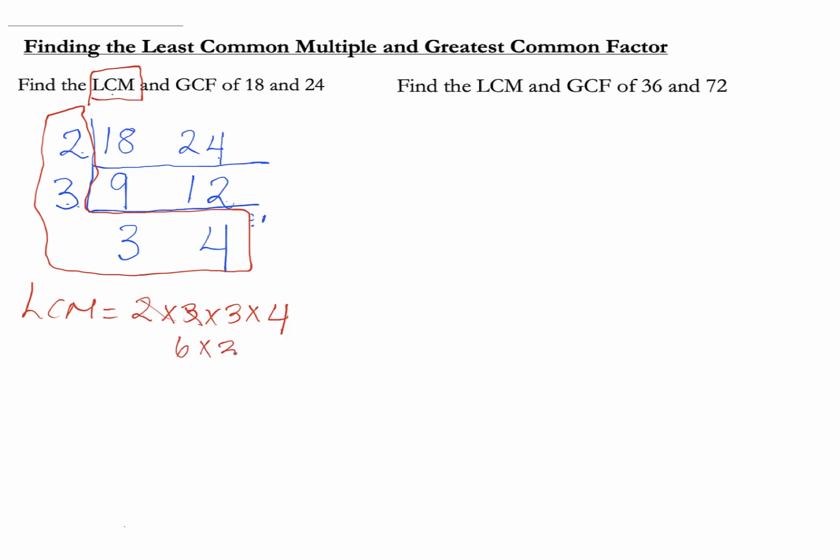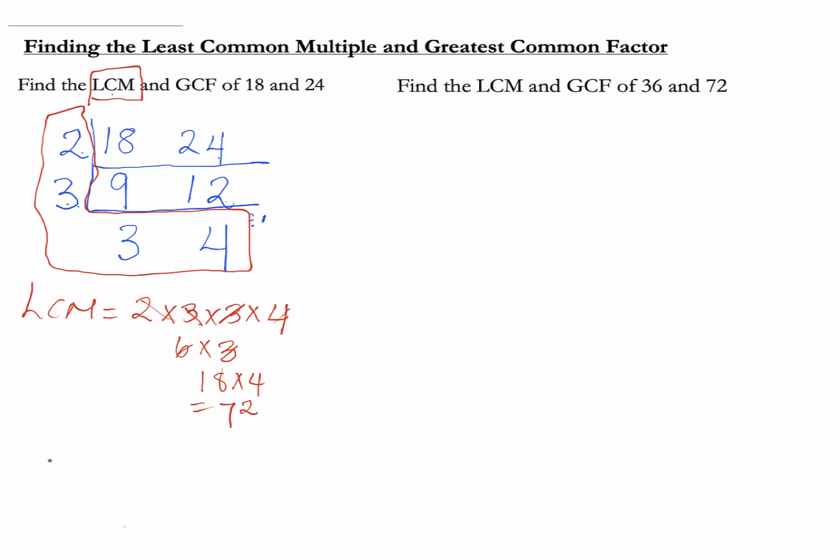6 times 3 would give me 18. And then 18 times 4. So 4 times 8 is 32. 4 times 1 is 4 plus 3 is 7. Remember, you cannot use a calculator on this topic on the GED. So the LCM is 72.